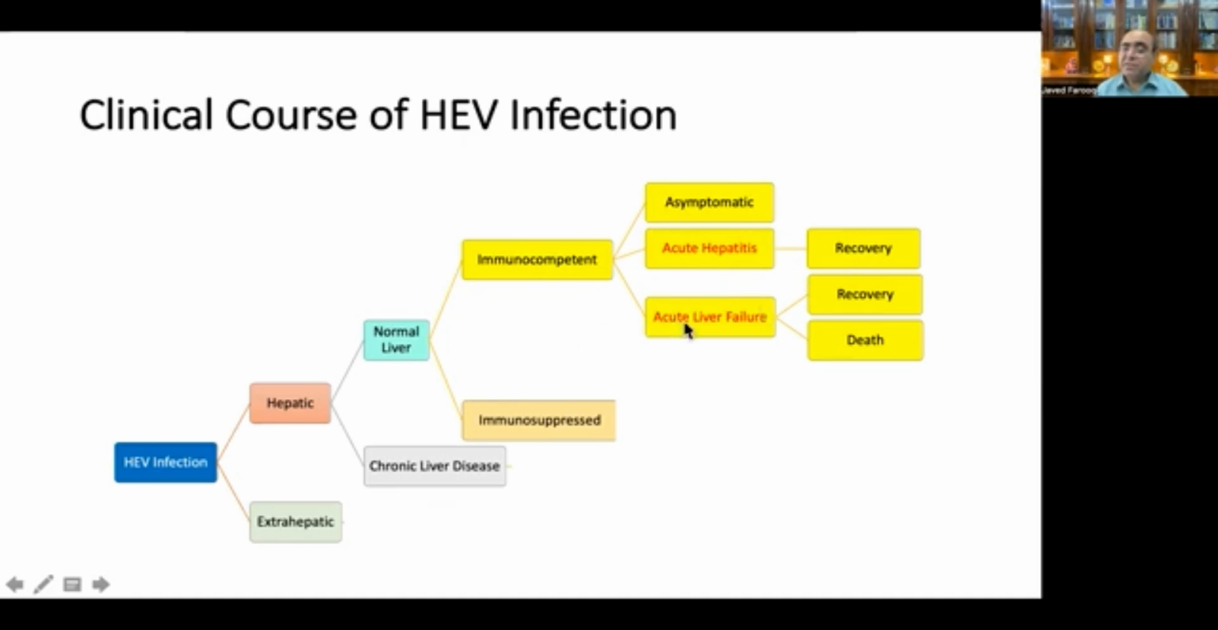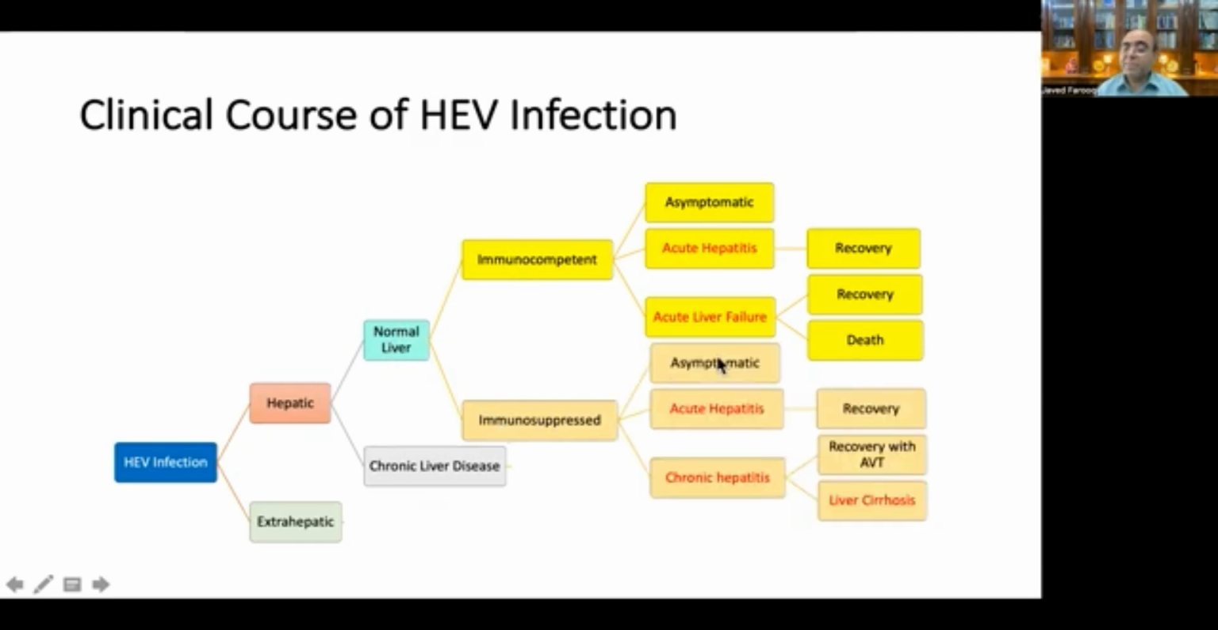If they have presented with acute liver failure, especially in pregnant ladies, where the disease presents with acute liver failure, 70 to 80% may recover, but 20% of these ladies can die. So the death is associated with acute liver failure because of acute hepatitis E in immunocompetent patients with an already normal liver.